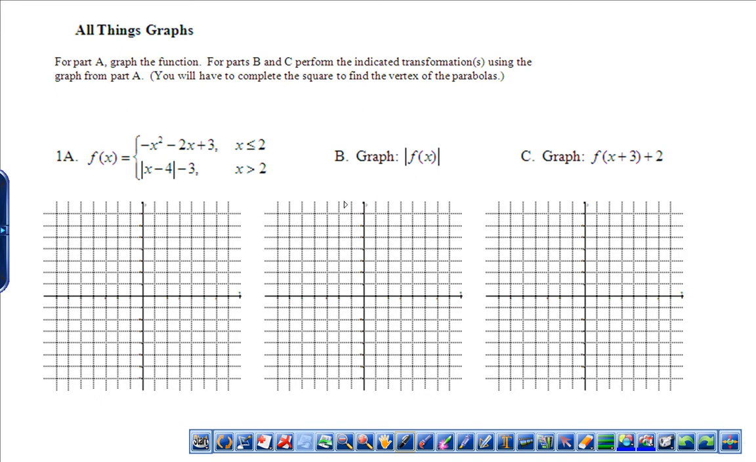But C is not dependent on B. You're always going to go back to A.